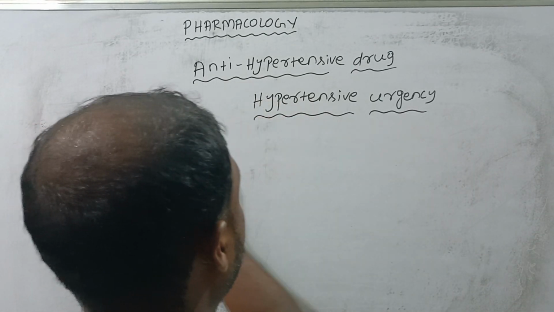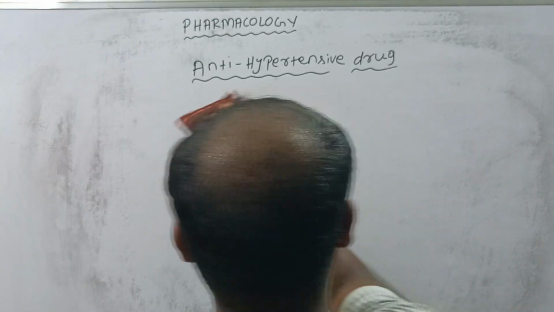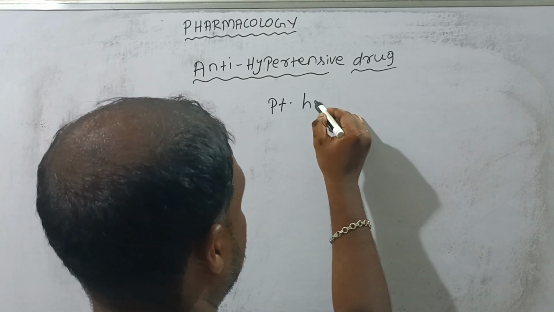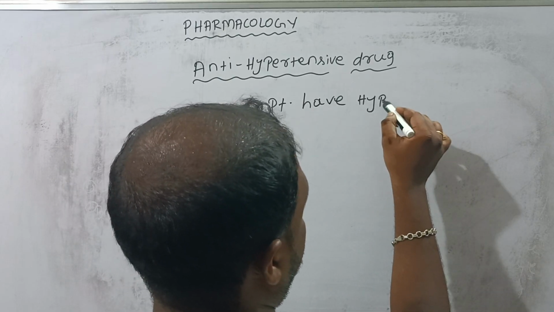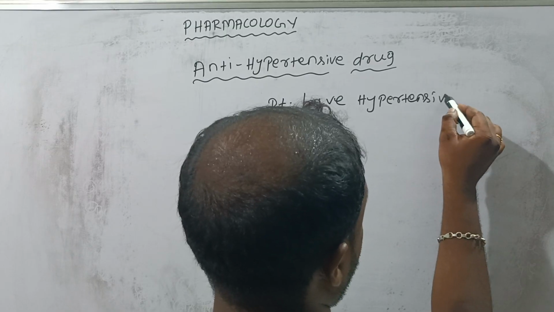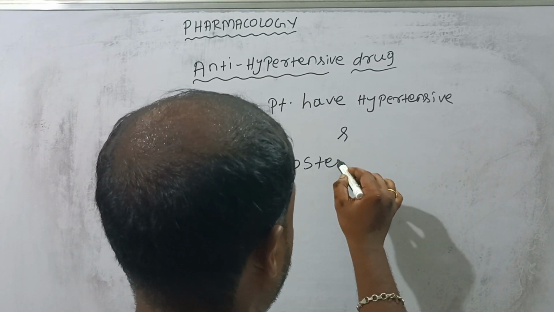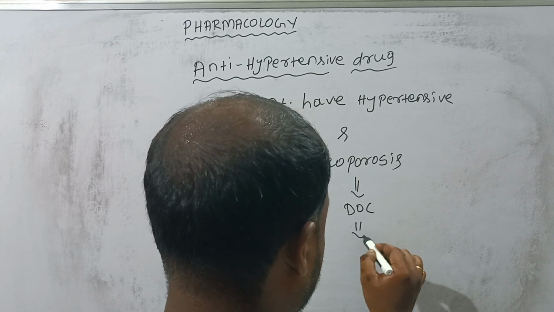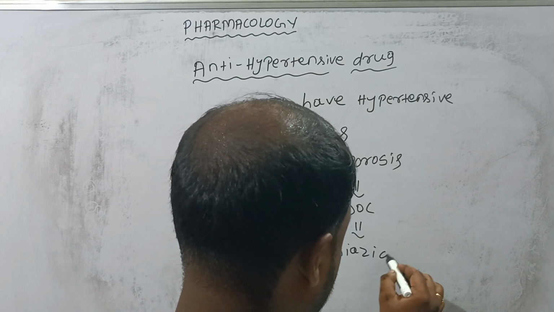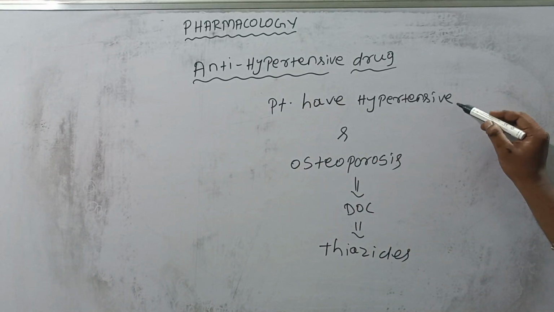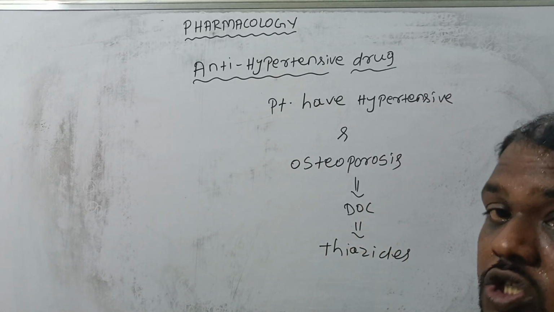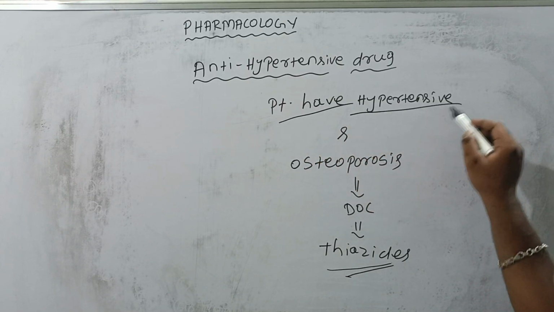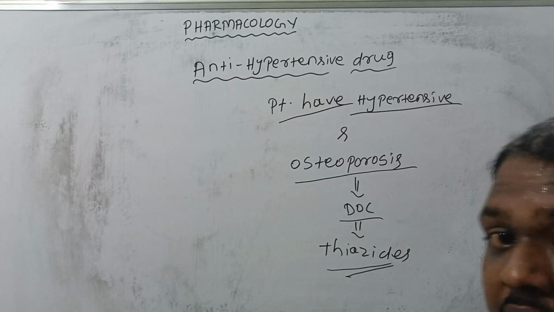Then, if the patient has hypertension and osteoporosis simultaneously, the drug of choice is the thiazides, the thiazide diuretics.